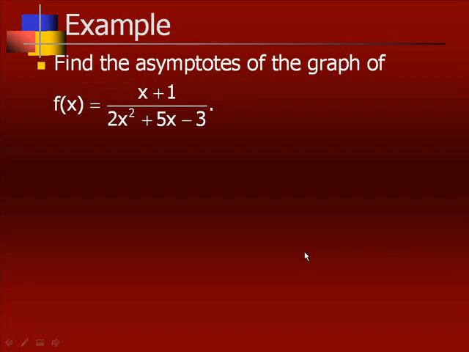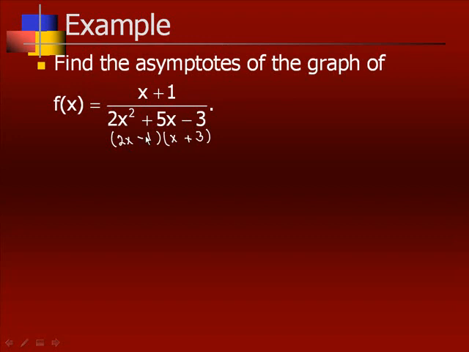Okay, let's try one. Find the asymptotes of the graph f of x equals x plus 1 over 2x squared plus 5x minus 3. Now the first thing we need to notice is this rational function needs to be in reduced form. So let's make sure that this will not reduce. If we factor the bottom, 2x and x, 3 and 1, we know that the 3 has to be different signs, plus 3 minus 1. We don't have any of the same factors in top and bottom, so it's not going to reduce.